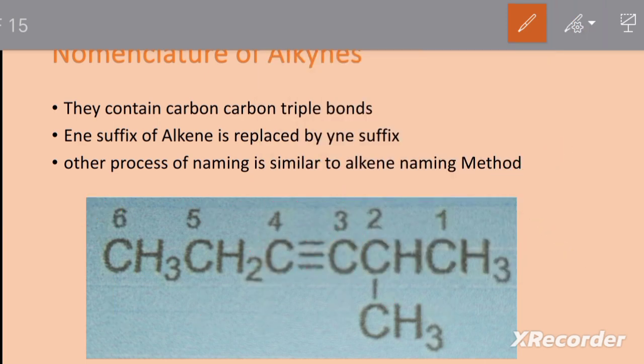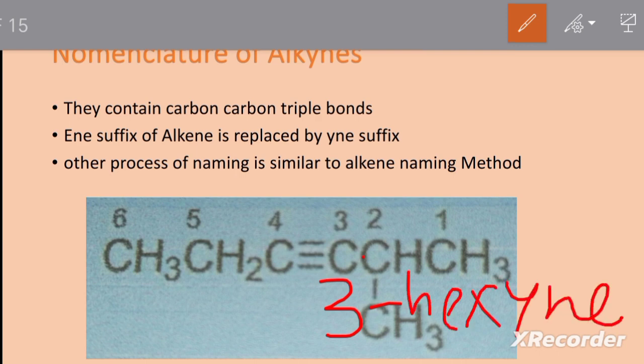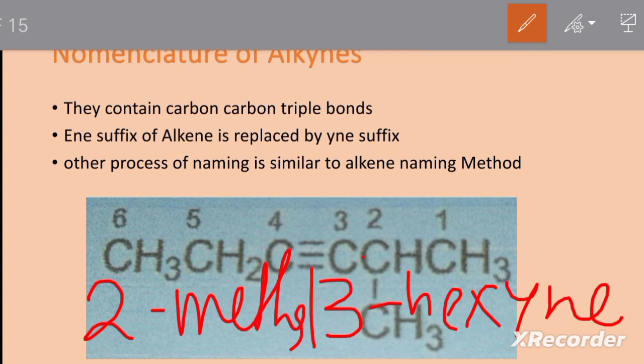So here the third carbon has the carbon-carbon triple bond. So here it is 3-hexyne. And for the second carbon, a methyl group is attached. 2-methyl-3-hexyne is the name. We can also write this compound like this: 2-methylhex-3-yne. In that way also we can write the name.